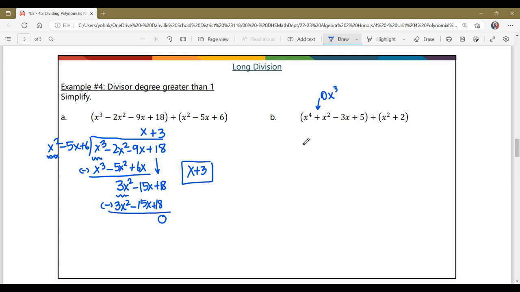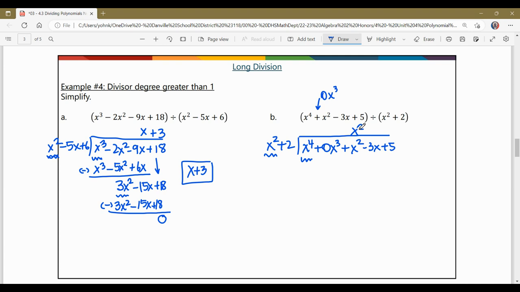So when I do my long division, I have x to the fourth plus 0x cubed plus x squared minus 3x plus 5. And I'm dividing by x squared plus 2. So take a look at the first things. X squared goes into x to the fourth how many times? The answer is x squared.